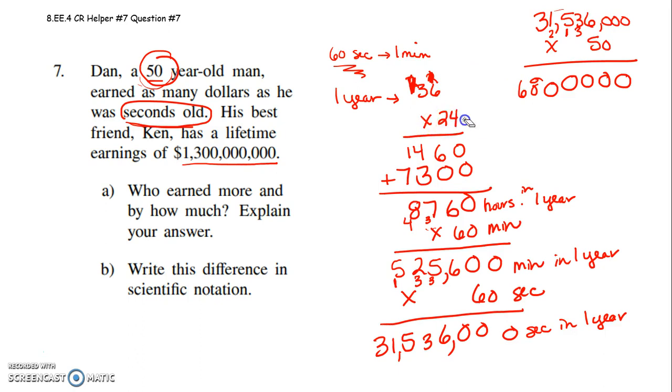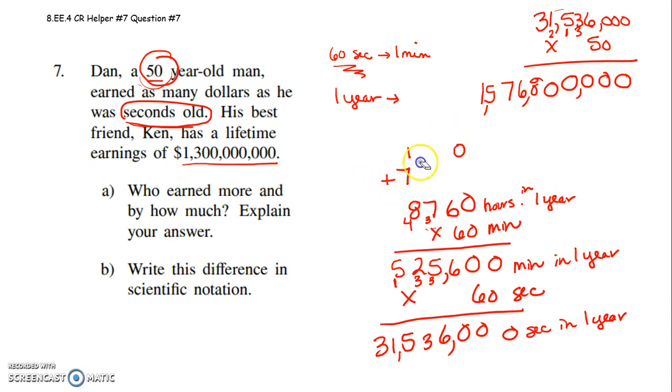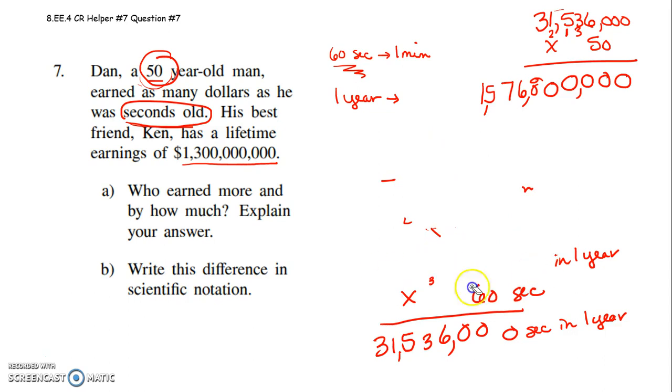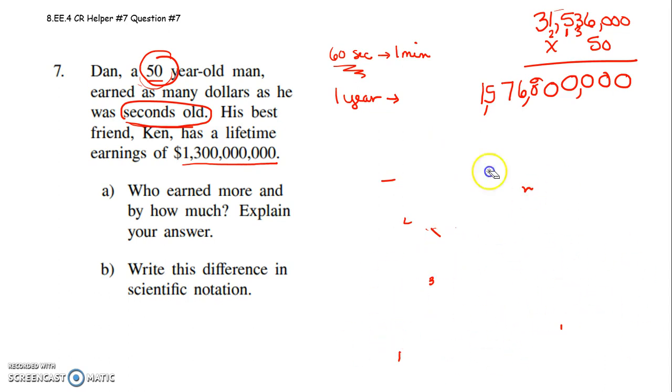Just got to erase some of this stuff. Sorry about that. How about 5 times 1 is 5 and 2 more is 7. 5 times 3 is 15. So as long as I haven't made a mistake, this would be 1,576,800,000. Looks like how much that guy, Dan, earned in his 50 years.